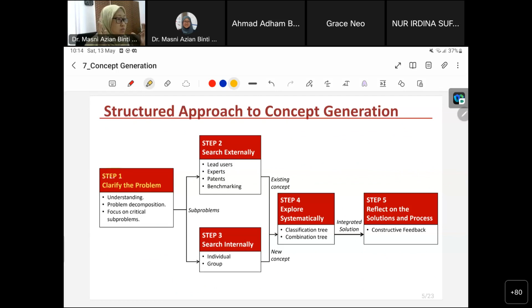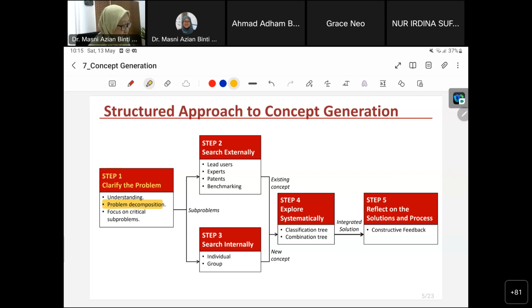Sometimes we just want to solve a single problem. Solving a single problem may not be that easy. So normally a single problem is decomposed. We break it down into smaller sub-problems, which we call problem decomposition, so that we can tackle the product concept based on the smaller problems. When you break down the problems into smaller, simpler problems, it will be much easier for you to develop multiple ideas, multiple design concepts.